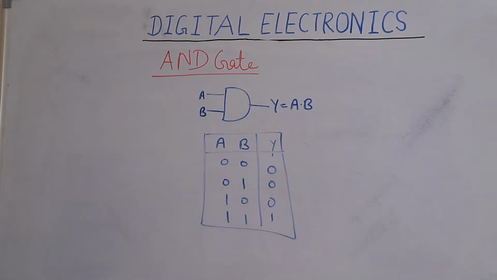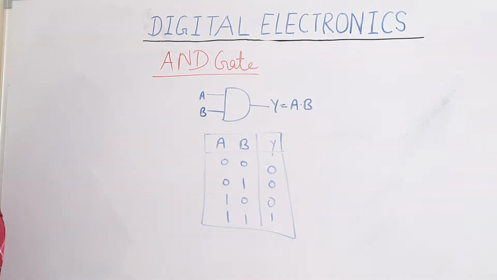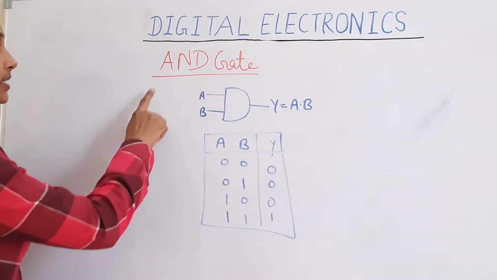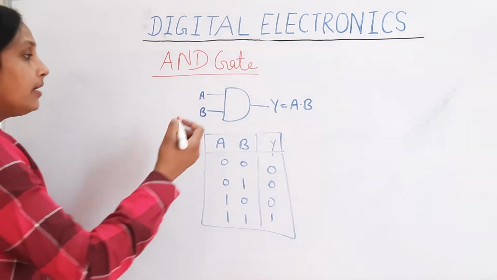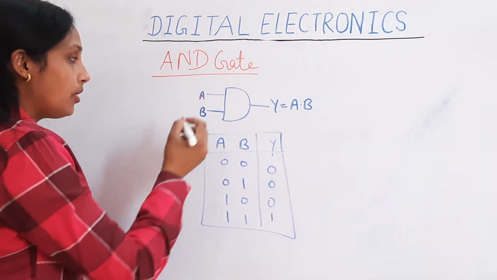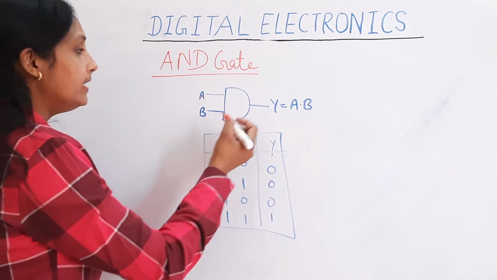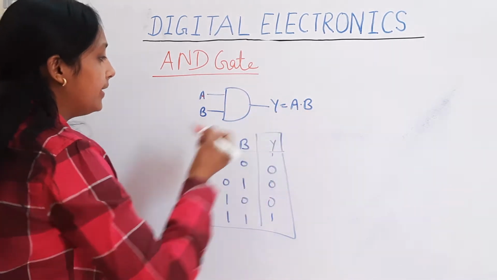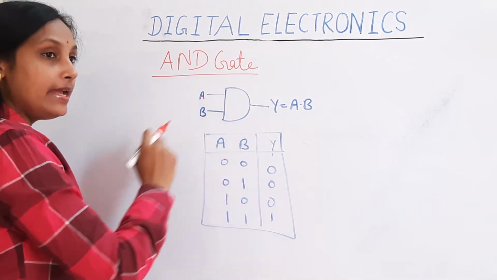In this class we will discuss the AND gate and its properties. In the last class we discussed the NOT gate and its properties. Now we are going to discuss the AND gate. If we take one AND gate with two inputs, A and B, then the output will be Y equals A dot B, and the logic symbol of the AND gate is like this.